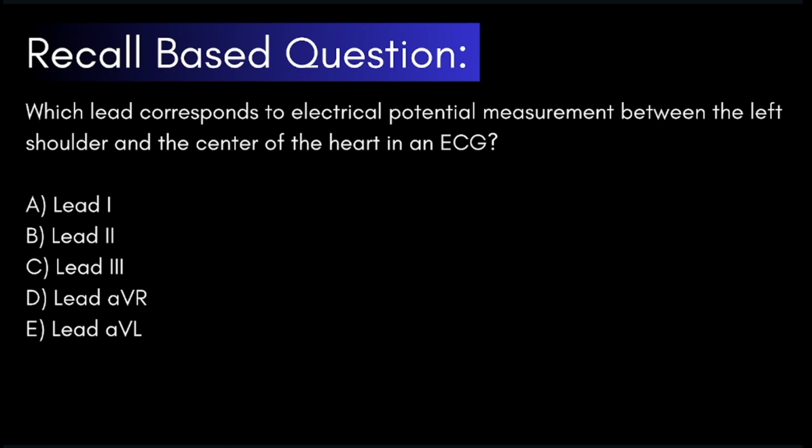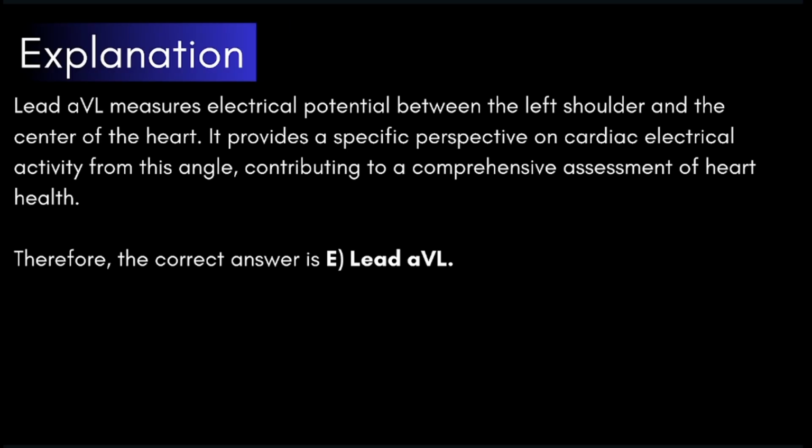Pretty first order question, so if you need more time, please feel free to pause the video. Otherwise, moving on now. Lead aVL measures electrical potential between the left shoulder and the center of the heart. It provides a specific perspective in cardiac electrical activity from this angle, contributing to a comprehensive assessment of heart health. Therefore, the correct answer is E, lead aVL.